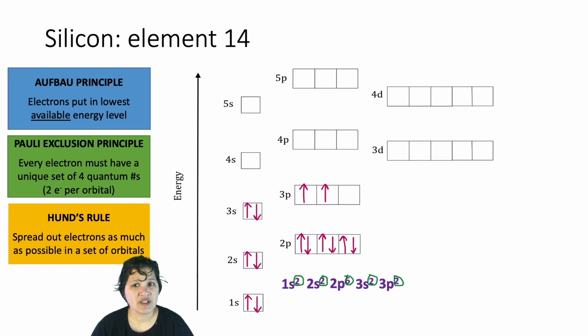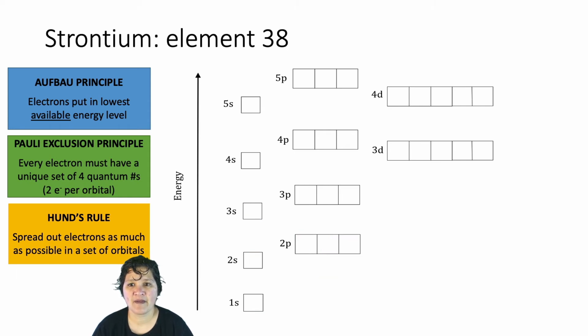As a reminder, these superscripted numbers tell how many electrons are in each orbital, and so those superscripted numbers should add up to the total number of electrons in your atom. In this case, we have 2 plus 2 plus 6 plus 2 plus 2, which equals 14. This is a great way to double check your work.